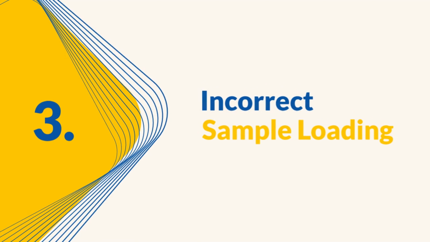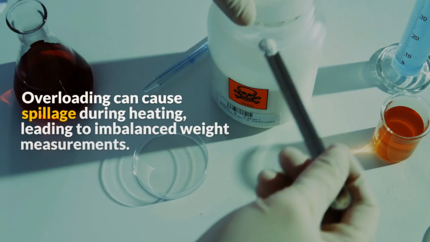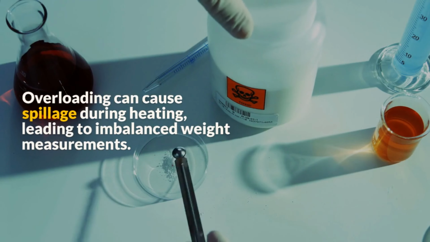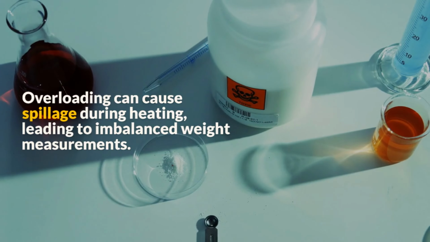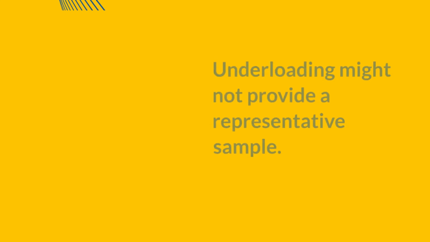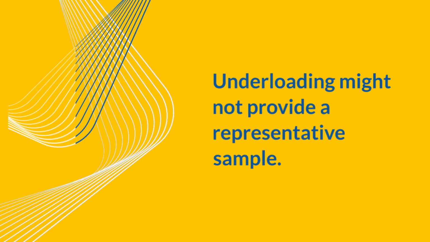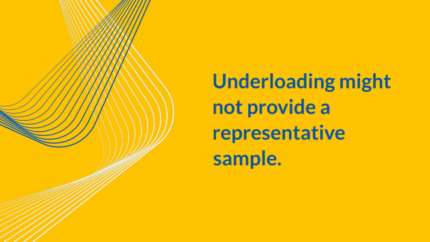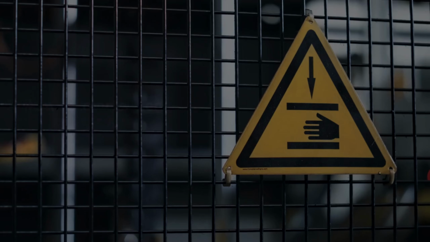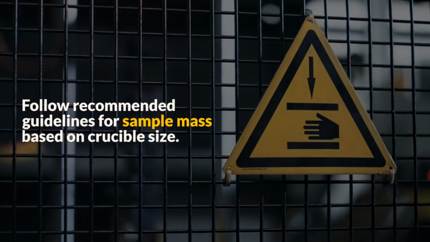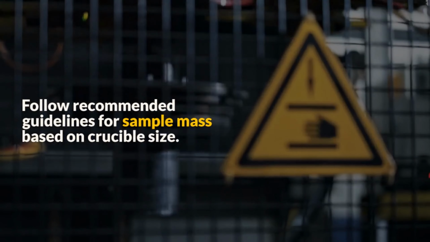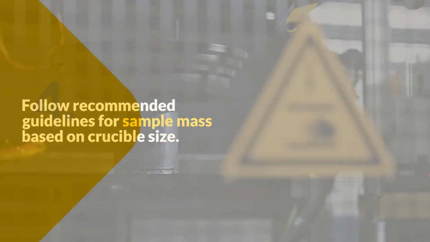Accurate sample loading is crucial for reliable TGA results. Overloading a crucible can lead to spillage during heating, causing an imbalance in weight measurements. Underloading, on the other hand, might not provide a representative sample for analysis. Following recommended guidelines for sample mass based on crucible size is essential.